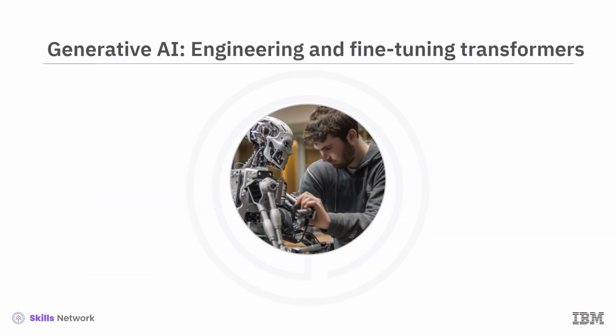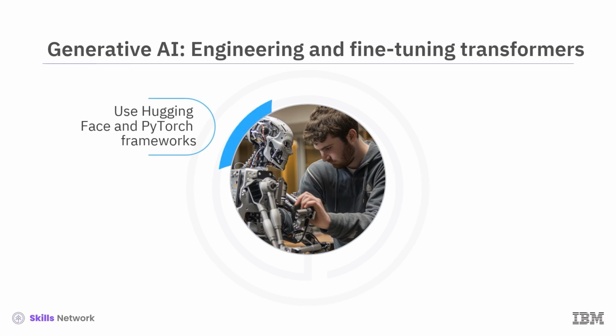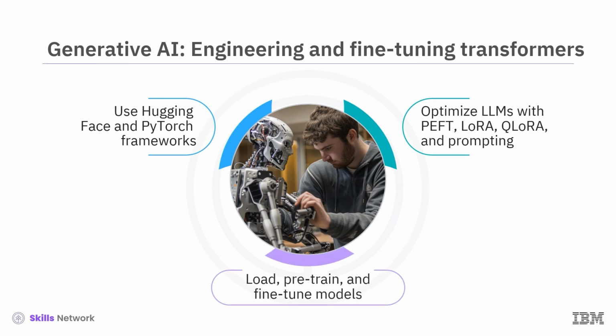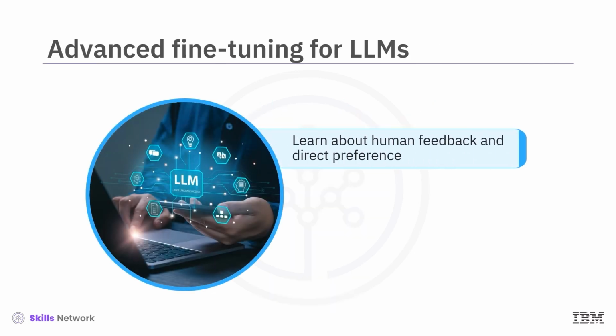Explore advanced fine-tuning techniques for transformers using frameworks like Hugging Face and PyTorch. Learn to optimize large language models, LLMs, with methods such as parameter-efficient fine-tuning, PEFT, low-rank adaptation, LoRA, quantized low-rank adaptation, QLoRA, and prompting. Gain hands-on experience in online labs, including loading, pre-training, and fine-tuning models to enhance performance for specific tasks.